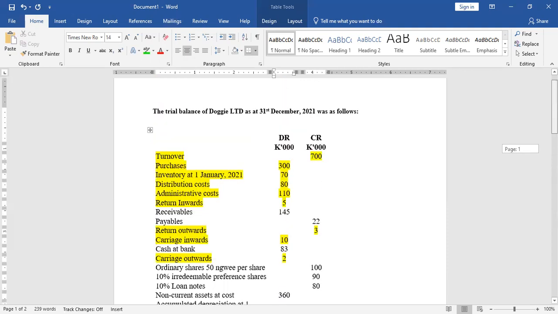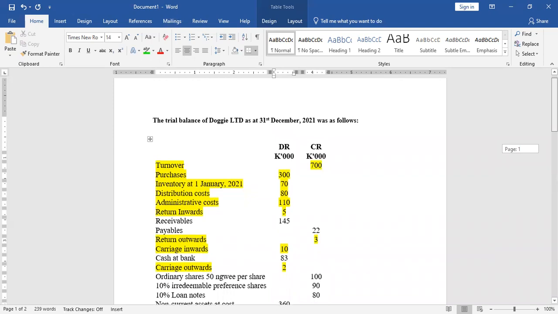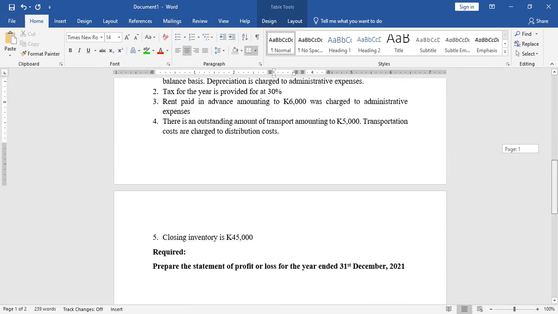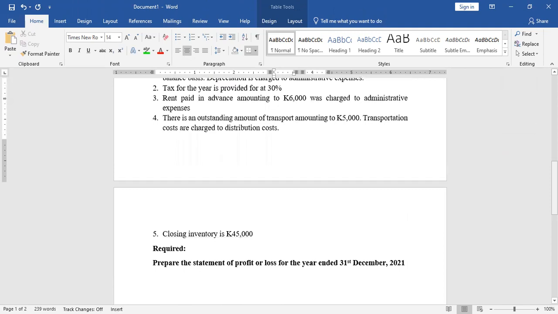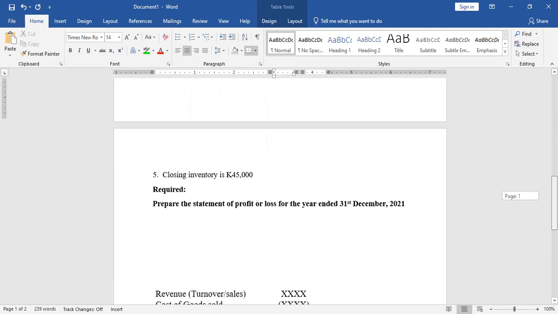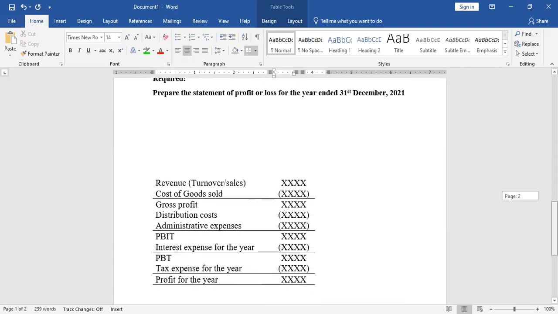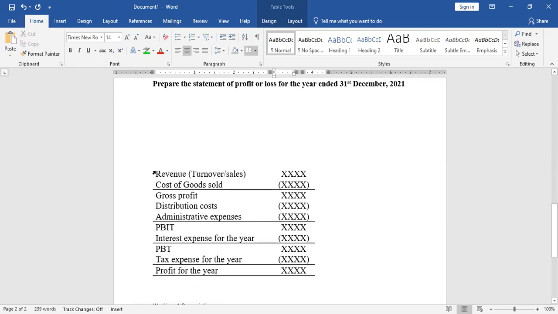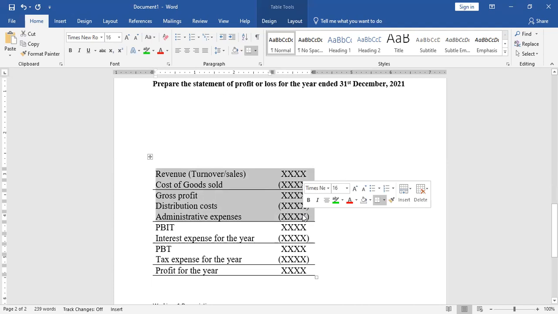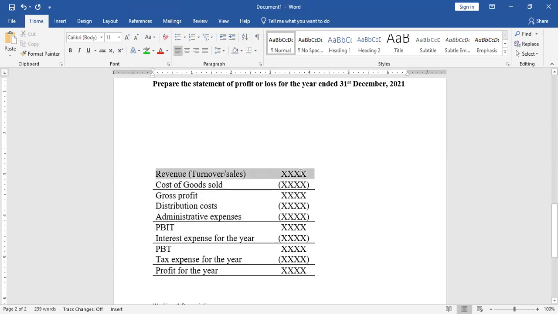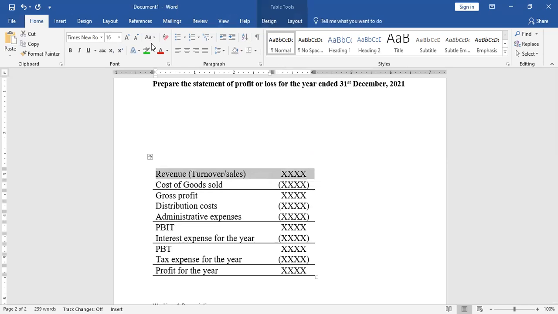So for now, we can start solving for the statement of profit or loss for the year ended 31st December 2021. So we've seen the format there. I'll begin with calculating the things which are in this format. I need to calculate revenue or turnover, though it has already been given, it has an adjustment. So I'm starting with revenue there.